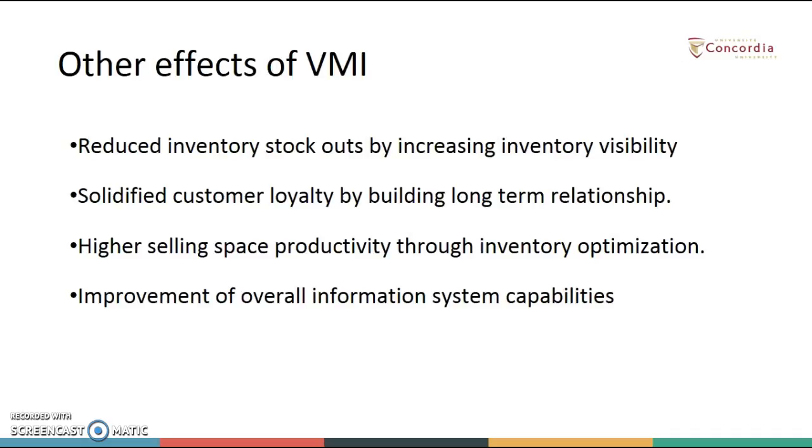Some other effects of VMI on a supply chain are reduced inventory stock outs by increasing inventory visibility. Inventory visibility means all the players in the supply chain system have transparency on what demand is going on. The second one is solidified customer loyalty by building long-term relationships. The third one is higher selling space productivity through inventory optimization. And the fourth one is improvement of overall information system capabilities.